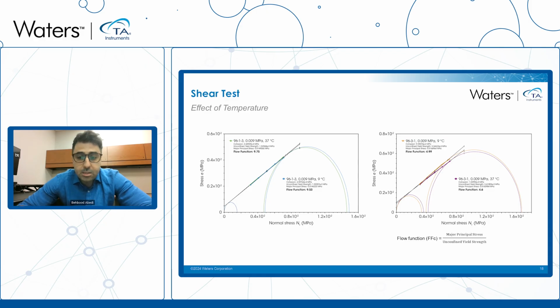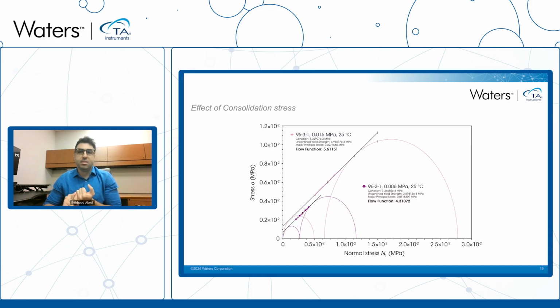So we can change the consolidation stresses. We can do the precision test to reduce the shear rate. It was 10 to the minus 3 to 5 times 10 to the minus 4. We can increase the number of points. You can do a lot of these things in the unlimited mode of Trios.